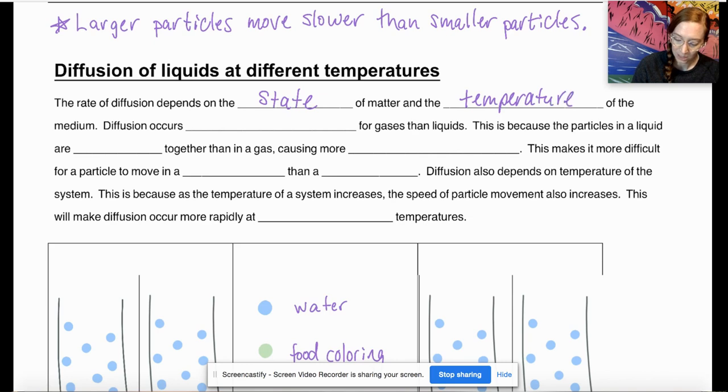of the medium. So in our hot and cold diffusion demo, our medium was the water. And so the rate depended on the fact that it was liquid water and the fact that we had hot and room temperature. Diffusion is going to occur faster for gases than liquids. And this is because the particles in a liquid are closer together than they are in a gas, causing more collisions. And that's collisions between our particles. This makes it more difficult for a particle to move in a liquid than a gas.